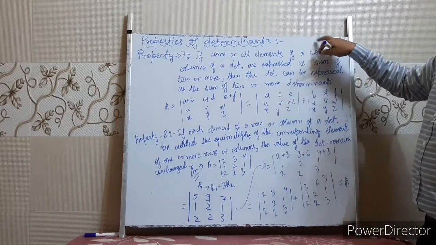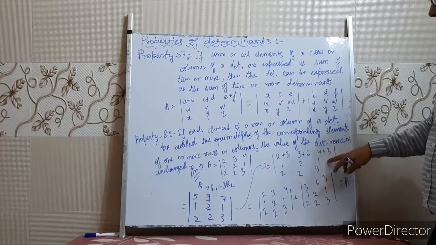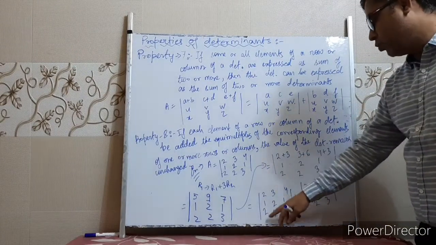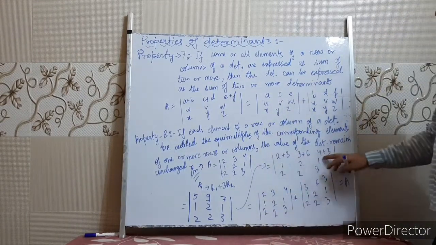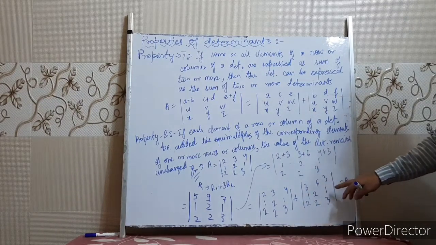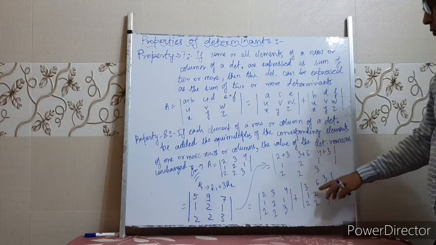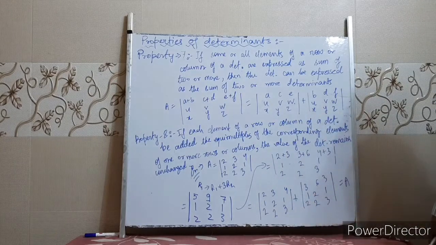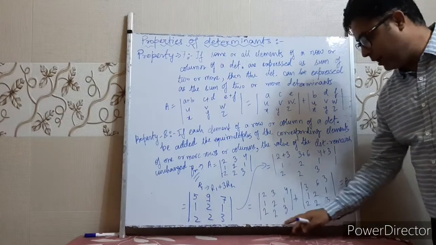Now by using the previous property, we can separate these into two determinants. So this will be 2, 3, 4 in the first row, 1, 2, 1 and 2, 2, 3. And the next determinant will be 3, 6, 3 in the first row, 1, 2, 1 in the next row, and then the third row is 2, 2, 3. So this first one is our determinant A.